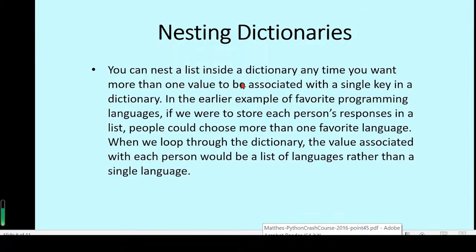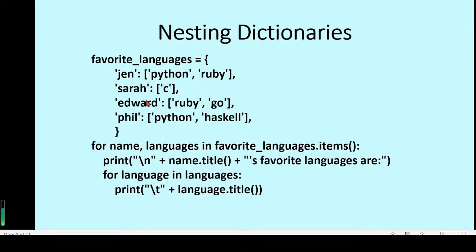You can nest a list inside a dictionary anytime you want more than one value to be associated with a single key in a dictionary. So in the earlier example of favorite programming languages, if we were to store each person's response in a list, people could choose more than one favorite language. When we loop through the dictionary, the value associated with each person would be a list of languages rather than a single language. So for the programming languages dictionary, this time we use a list to store the value for the languages each person likes.